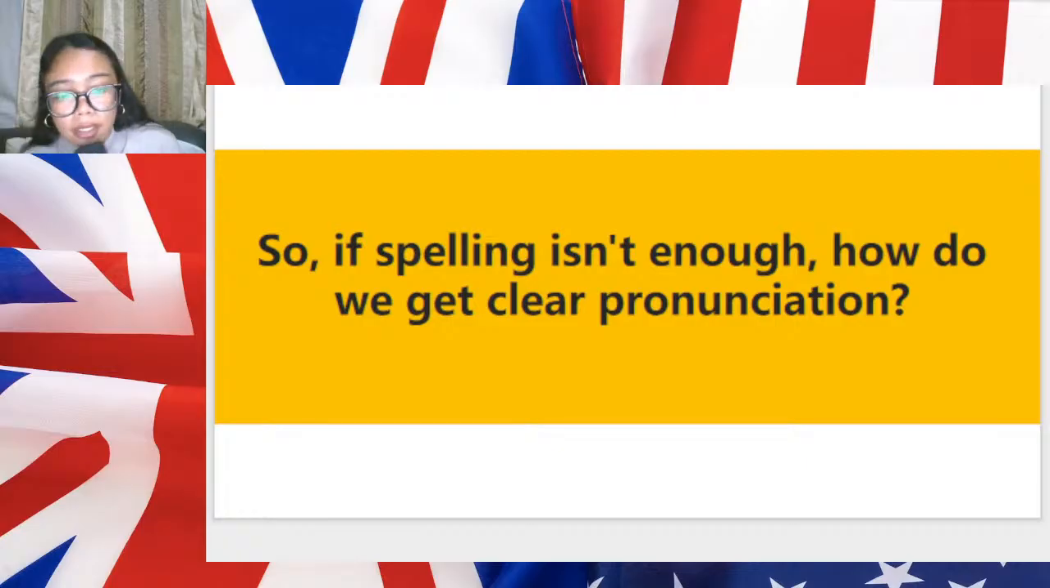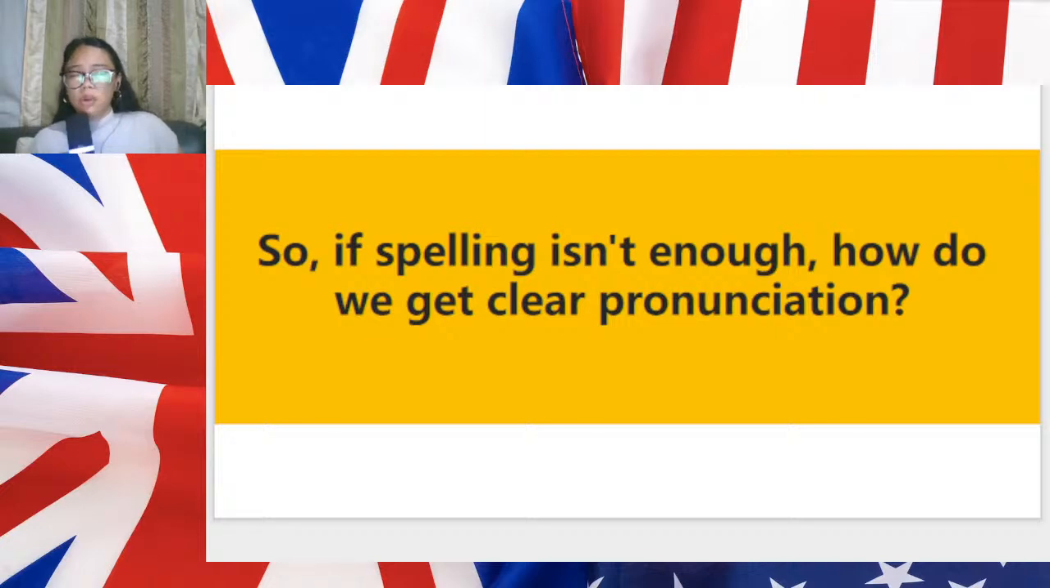So again, if spelling isn't enough, how do we get clear pronunciation? Of course, with arising issues or problems in language, there will also be a space for solutions. This is the perfect question to ask ourselves after everything we covered. What you see on the screen now poses the question for this section.